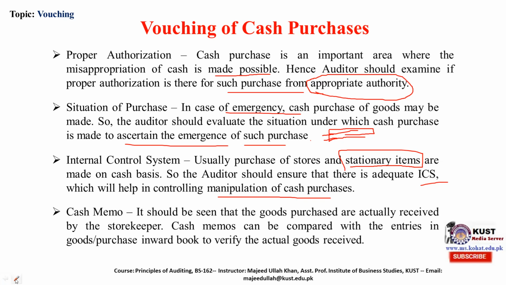Cash memo. A cash memo is a source document. It should be seen that the goods purchased are actually received by the storekeeper. Cash memos can be compared with the entries in the goods inward book. These books are retained by the storekeeper. The cash memo is a source document which is retained by the accounts section. So these should be tallied with the purchase inward book to verify whether the goods were actually received or not.